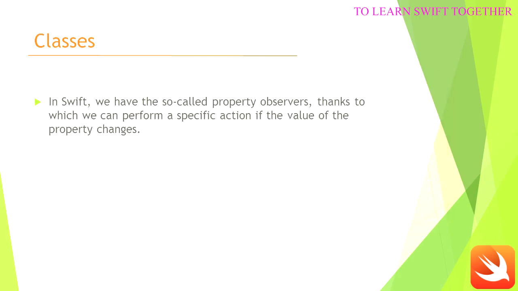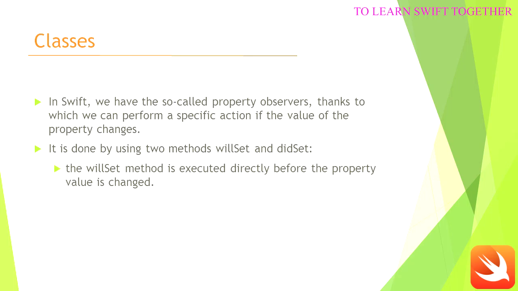In Swift, we also have property observers at our disposal, thanks to which we can perform a specific action if the value of the property changes. It is done by using two methods, willSet and didSet. The willSet method is executed directly before the property value is changed. The didSet method, by contrast, directly after the change of the value.